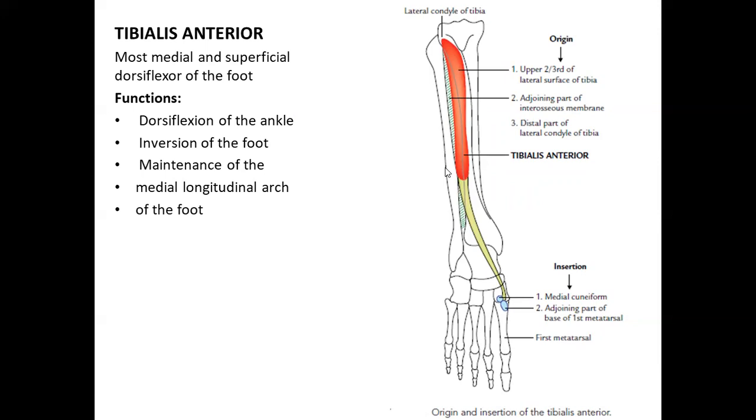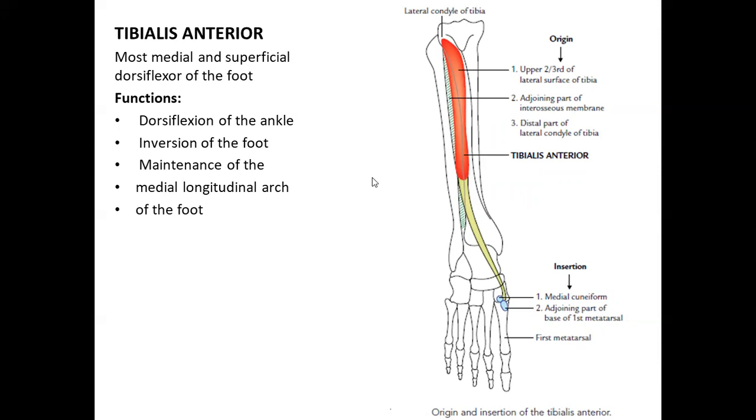It passes medially and it is inserted on the inferomedial side of the base of the first metatarsal bone and the adjacent part of the medial cuneiform. It goes medially, here we have the medial cuneiform and the first metatarsal bone. So it is attached to the inferomedial part of the base of the first metatarsal bone and the medial cuneiform. Okay. Now, supplied by the deep peroneal nerve.